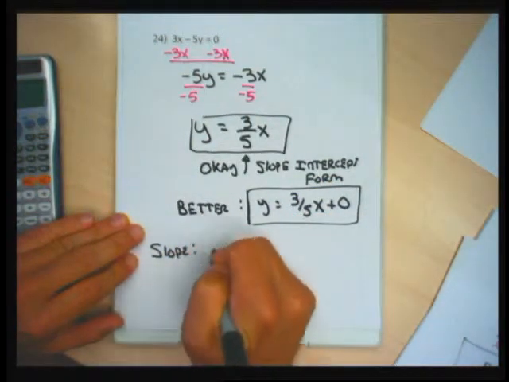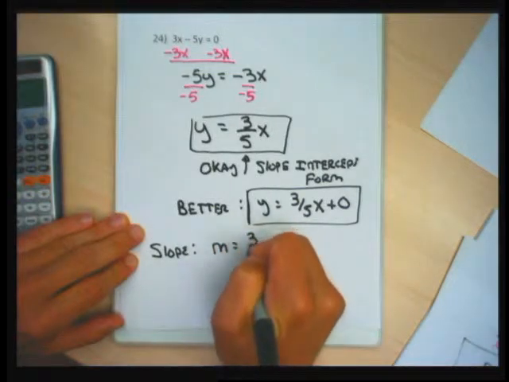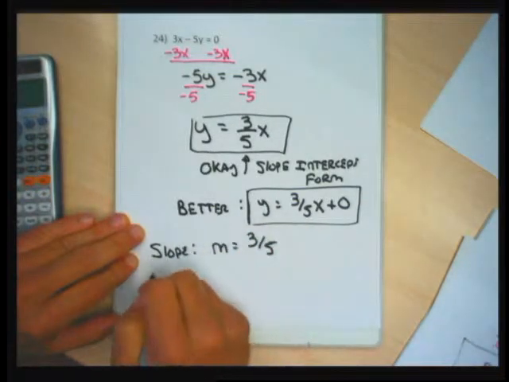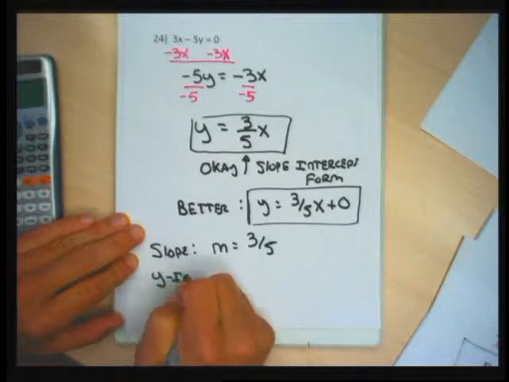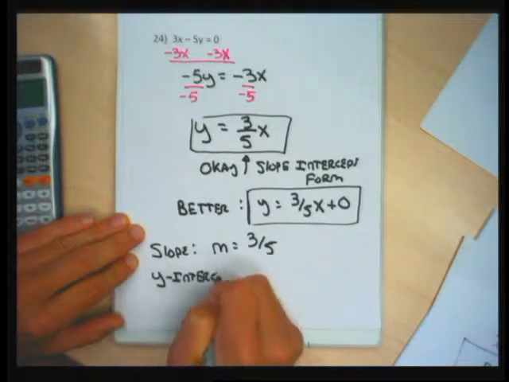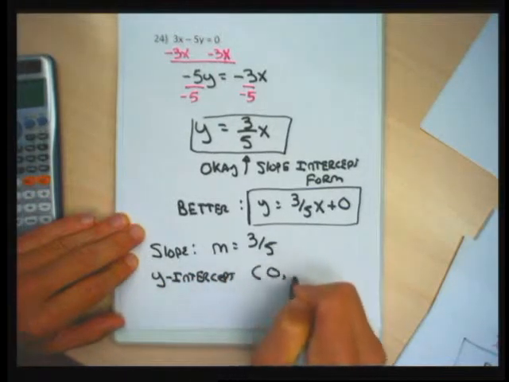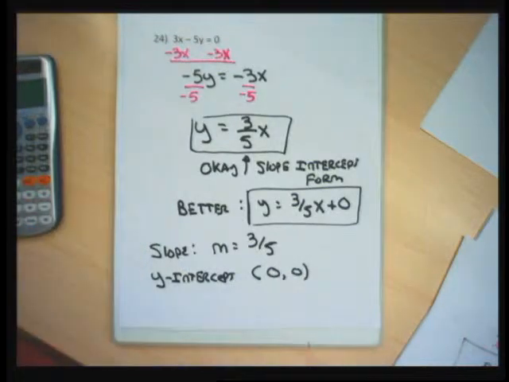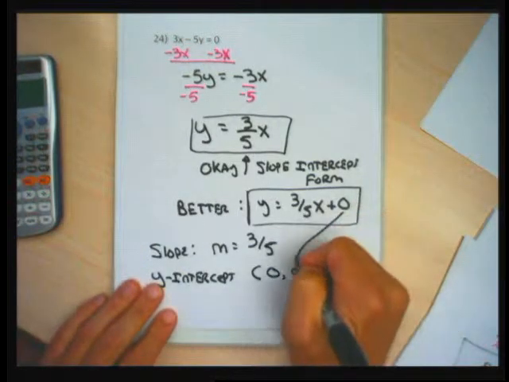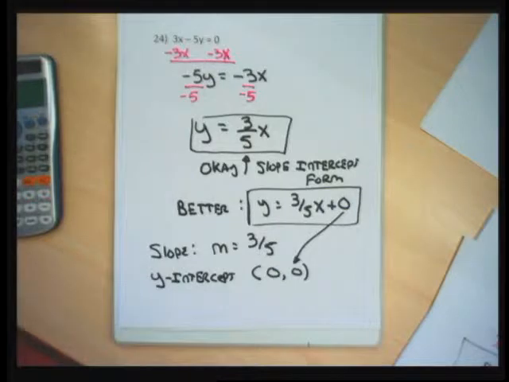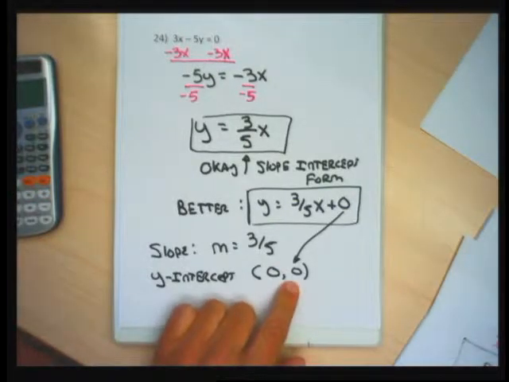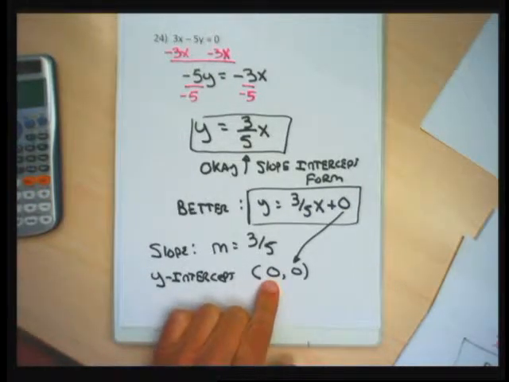Both versions make it easy to say the slope is 3/5. The top version makes it harder to know what the y-intercept is. The bottom version, I take this 0 that I inserted there and put it for the y part of the y-intercept. The x part of any y-intercept is always 0.